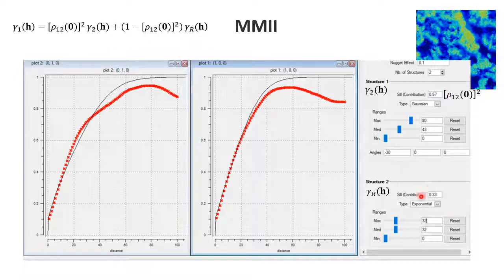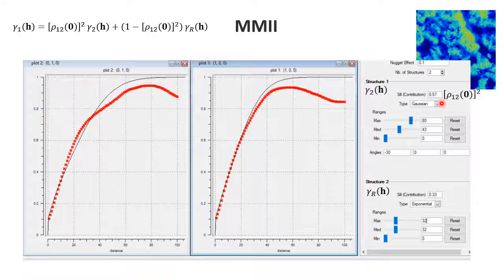The second structure I have to fiddle around with because the first is now fixed. And so the only thing I would know is the contribution, because that's the square of the correlation coefficient. Square of 0.76 is 0.57. And so what I have left is 0.33 if I also account for a nugget effect. And so here what I find is that my second variogram component is isotropic with a range of 32 and is exponential. Remember that this one was Gaussian.